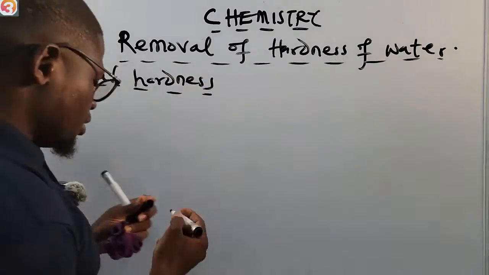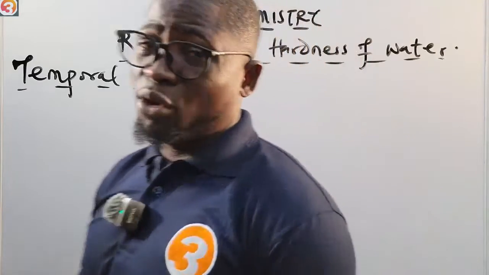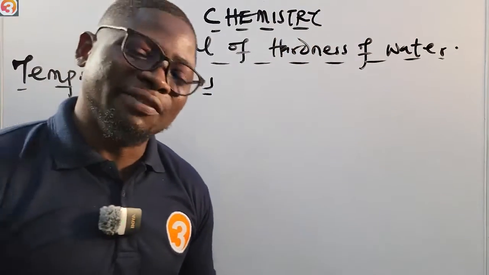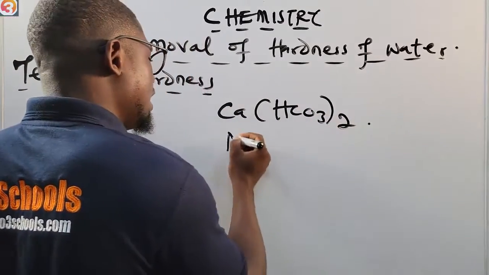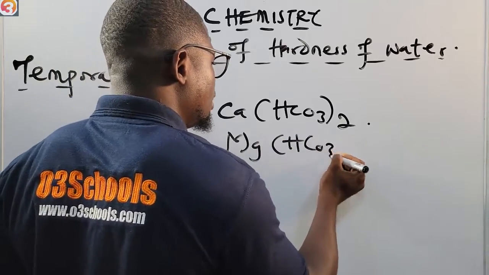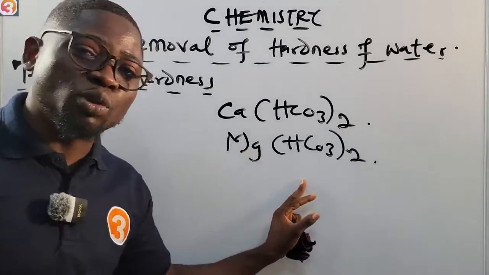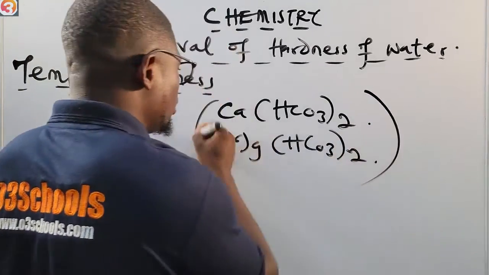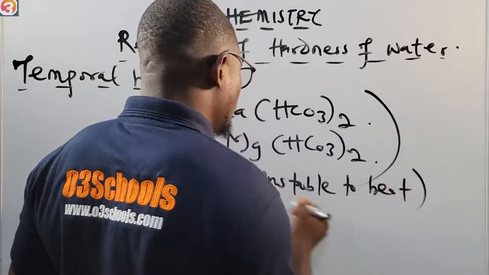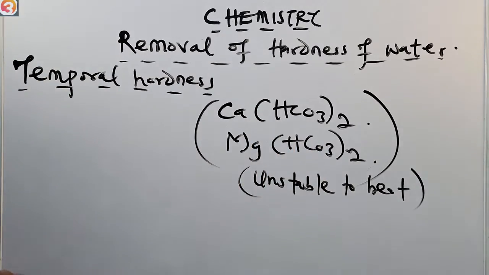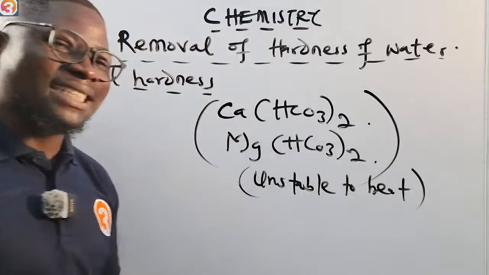Initially we talked about temporary hardness, and we said that it is caused by calcium hydrogen carbonate, Ca(HCO3)2, or magnesium hydrogen carbonate, Mg(HCO3)2. These hydrogen carbonates are unstable to heat, and this is what causes temporary hardness. That means a method that can be used to remove temporary hardness is by heating or boiling.